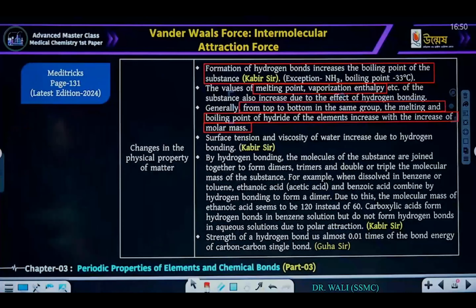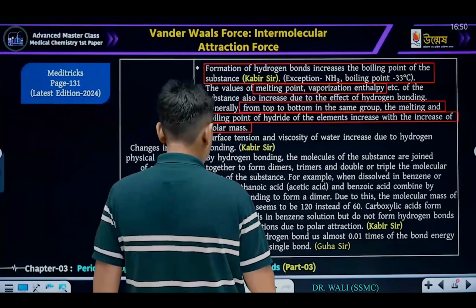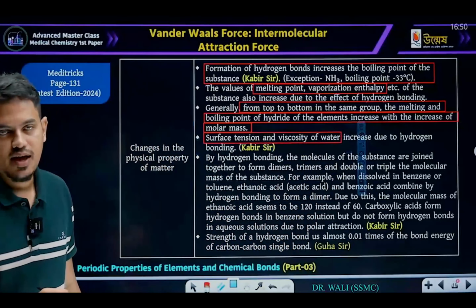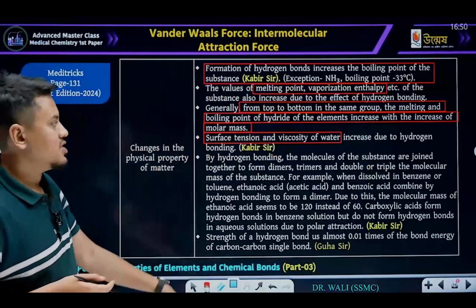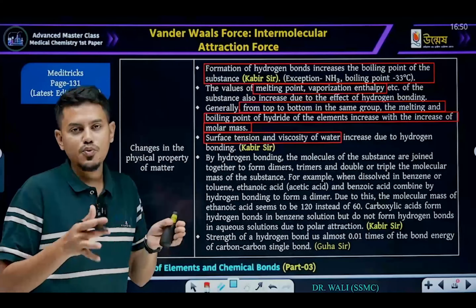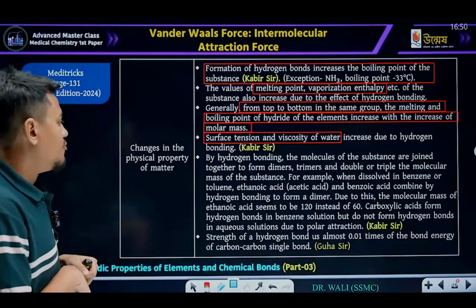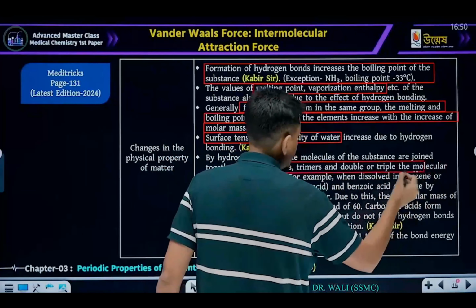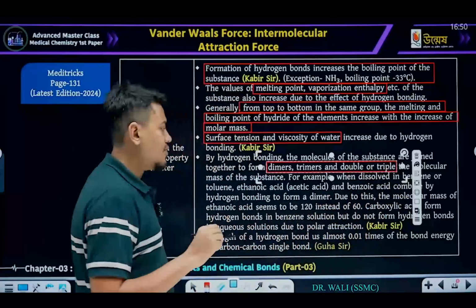Now, surface tension and viscosity also increase due to hydrogen bonding. You may find a question like this: what will not increase due to hydrogen bonding? And you may have options like surface tension, viscosity of water. Such options will be there, and you have to find the correct one among them. Now, by hydrogen bonding, the molecules of the substance are joined together to form dimers. So formation of dimer, trimer, double, or triple structure is possible because of hydrogen bonding.